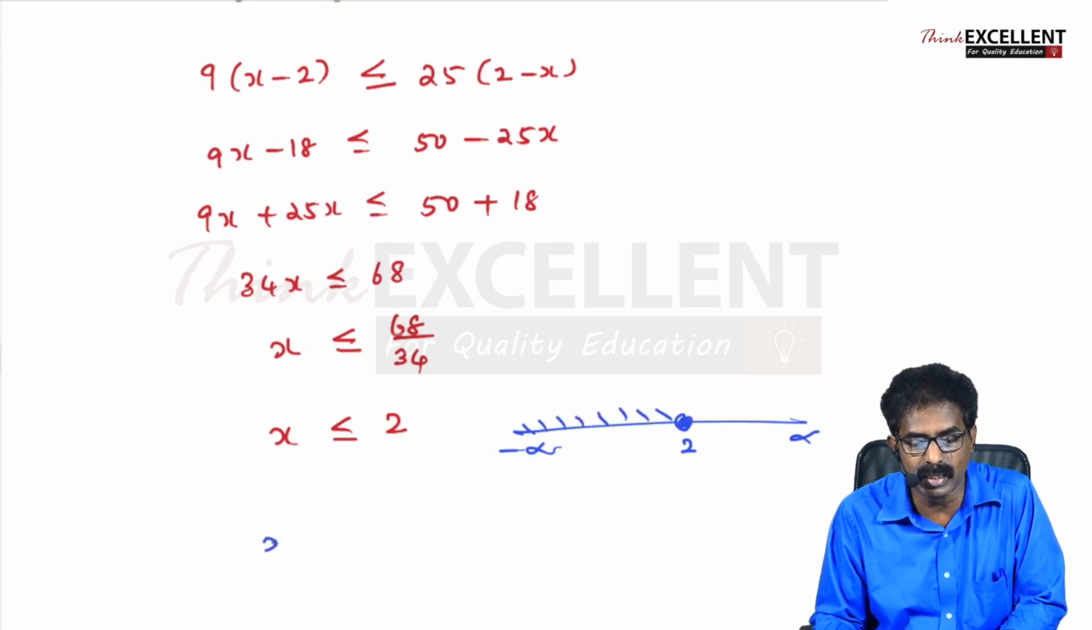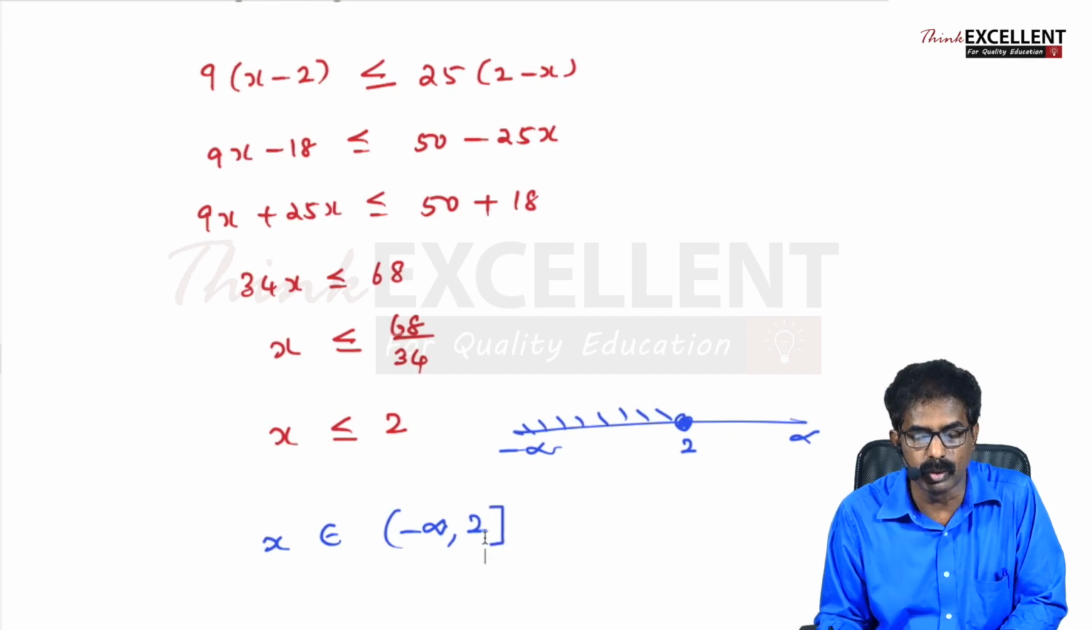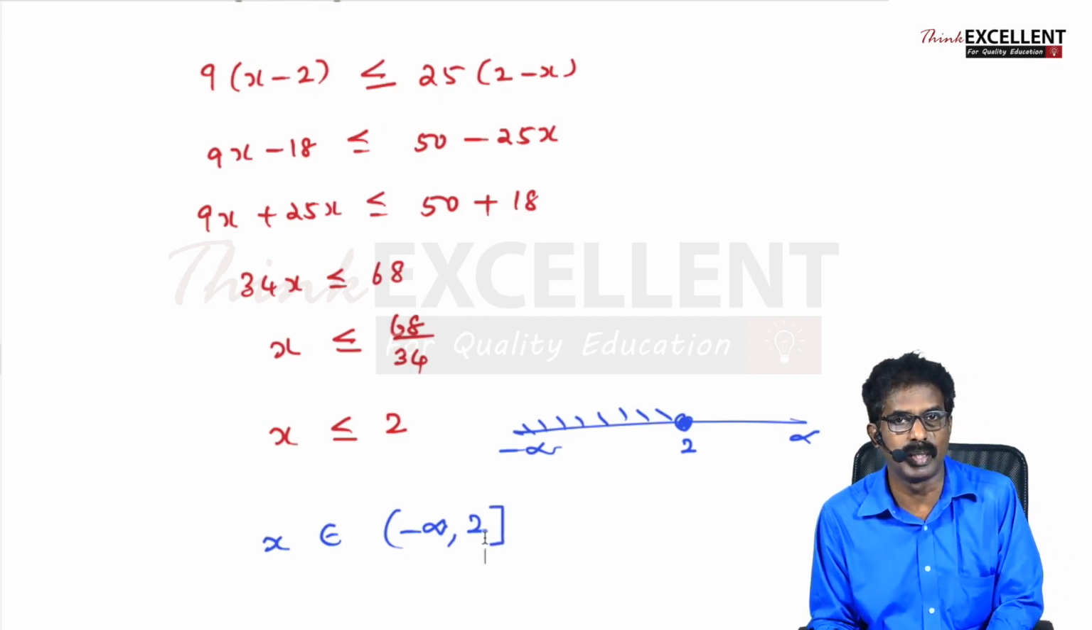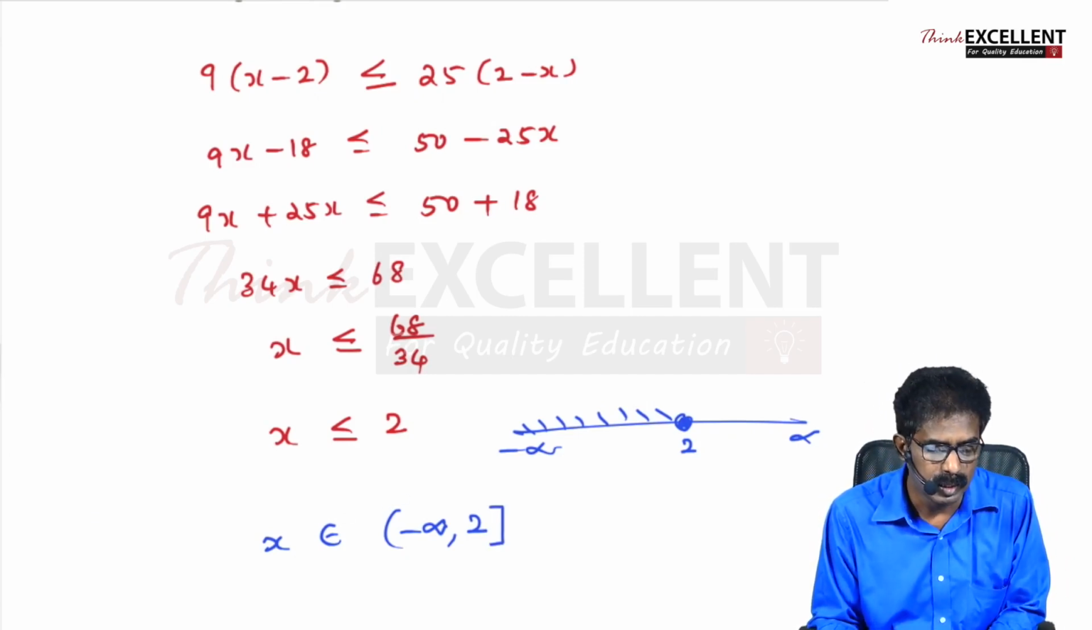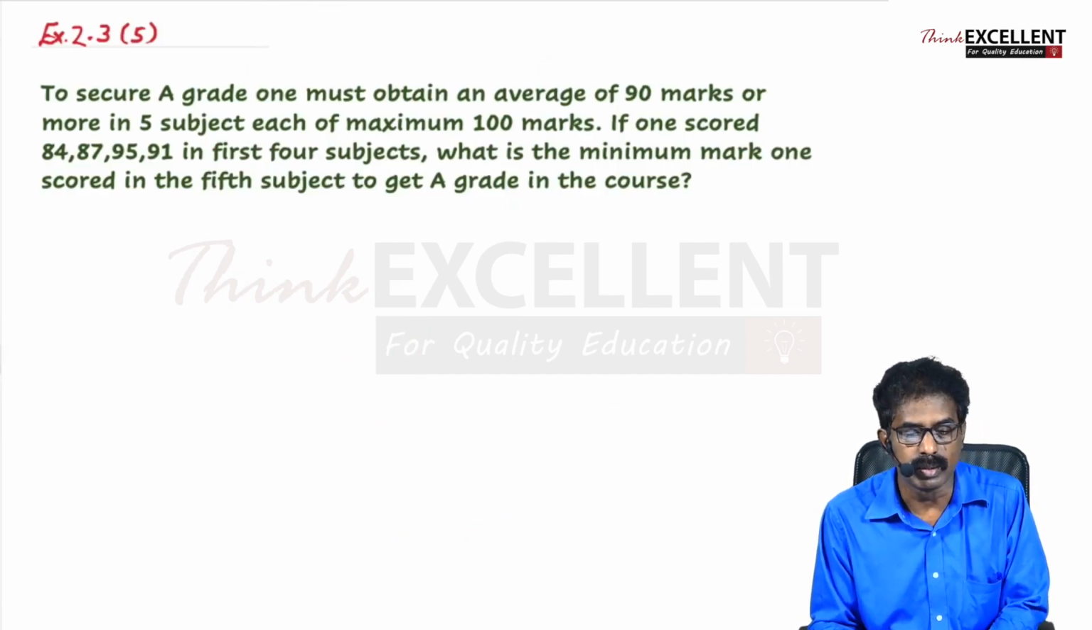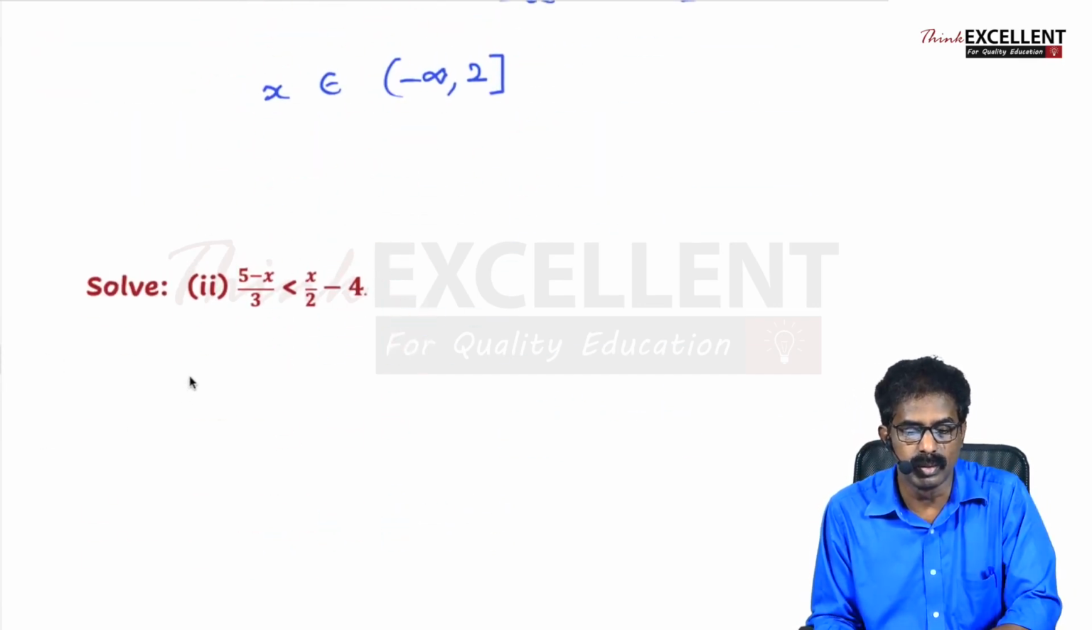How can you write it as an interval? x belongs to minus infinity comma 2. 2 is included, so closed interval. Minus infinity, you have to use only open interval. Okay, hope you understood. Now let's go for, I think there is one more subdivision. I'll teach that also. Look at this question.